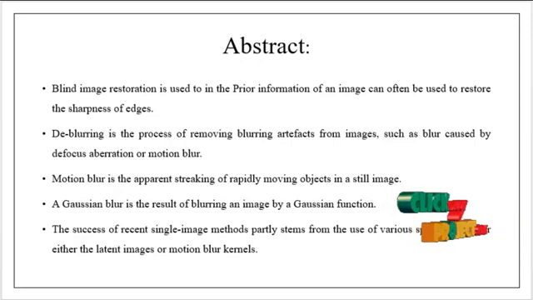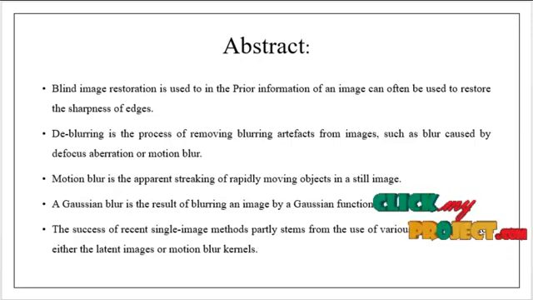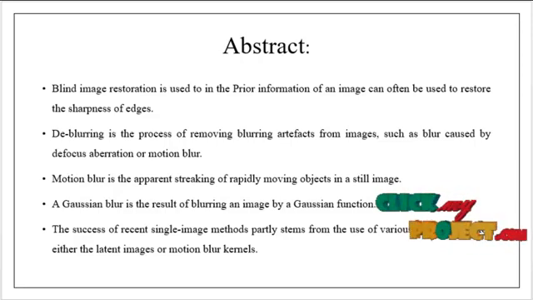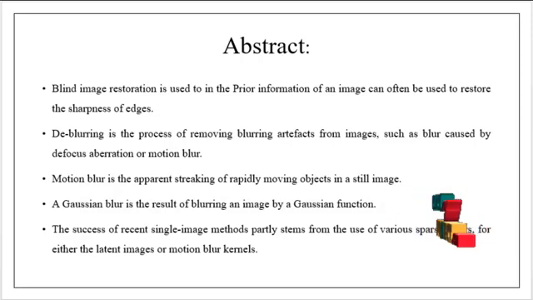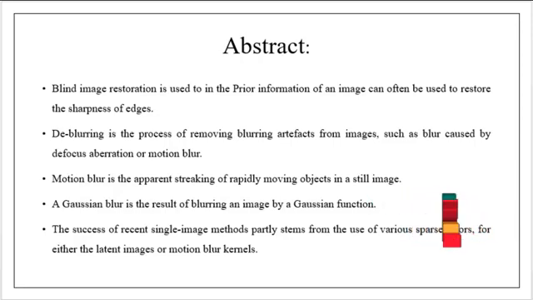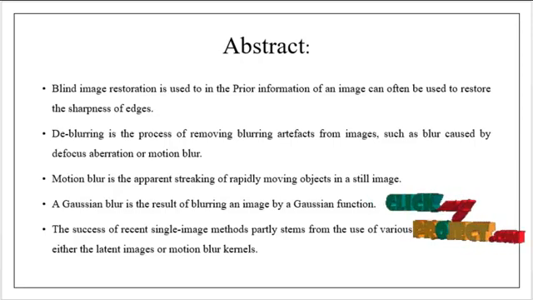The success of recent single image methods partially stems from the use of various sparse priors for each latent image or motion blur kernel. Finally, in this process we have included the classification also. It will make this project more and more efficient. Then finally the performance of the classification will be evaluated.